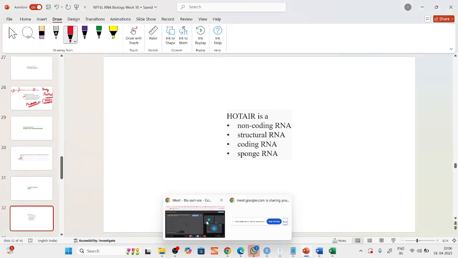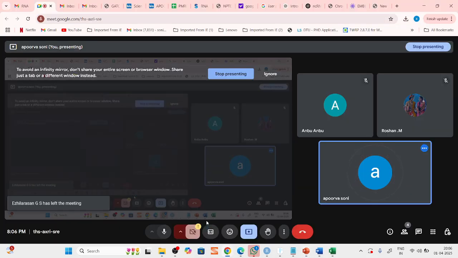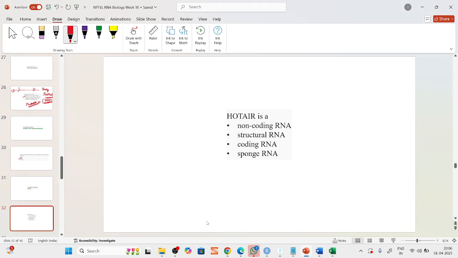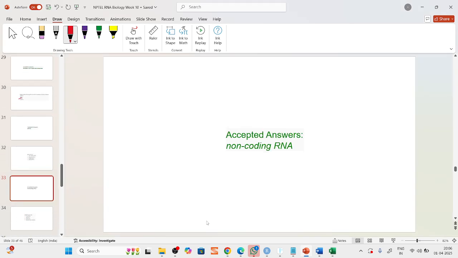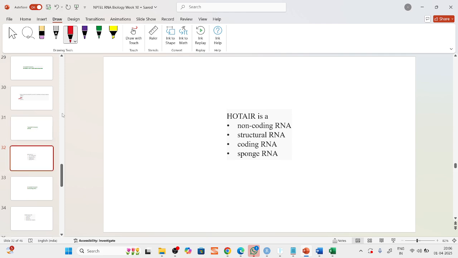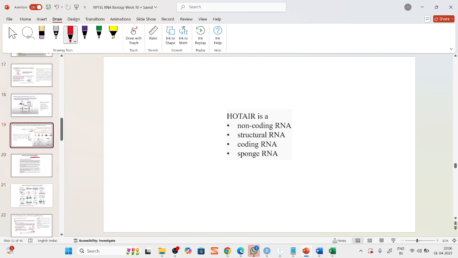So have you tried answering it? No? Okay. So HOTAIR is, what is the correct answer? It is a non-coding RNA. We have already studied it here.